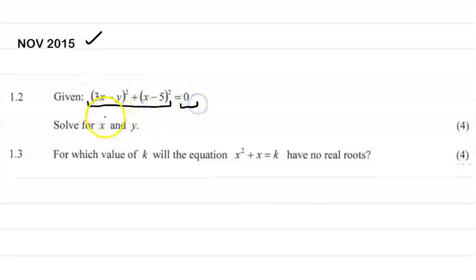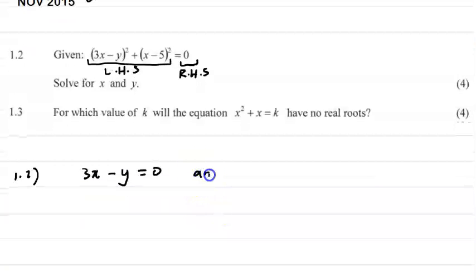remember, must equal the right-hand side. So we have to basically look at this. Therefore, (3x − y)² must equal 0, and (x − 5)² must also equal 0. So therefore, we can now equate 3x − y to 0 and x − 5 to 0, and we can solve. So for question 1.2, we're going to say 3x − y = 0, and x − 5 must also equal 0.